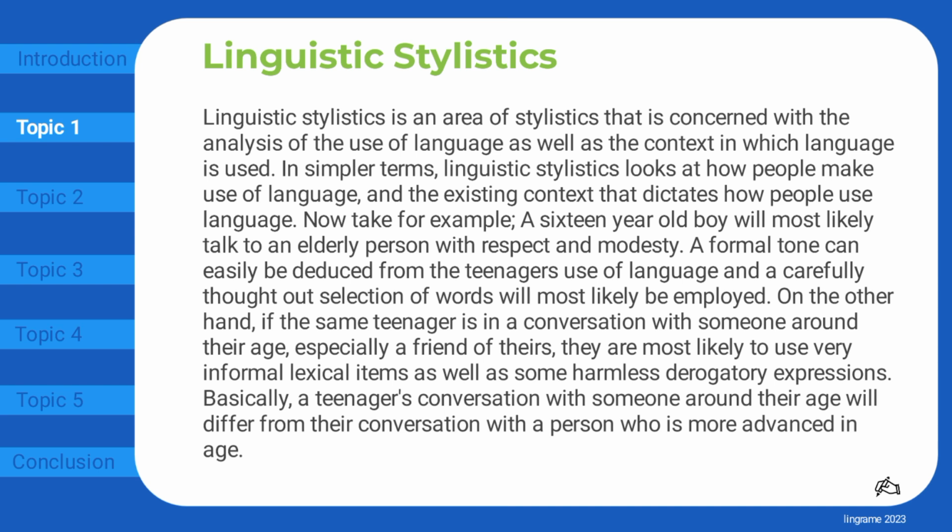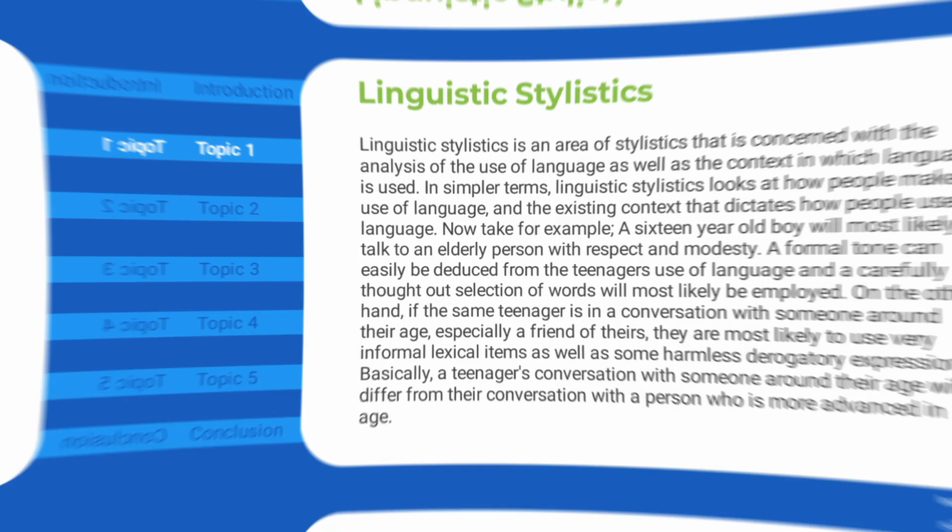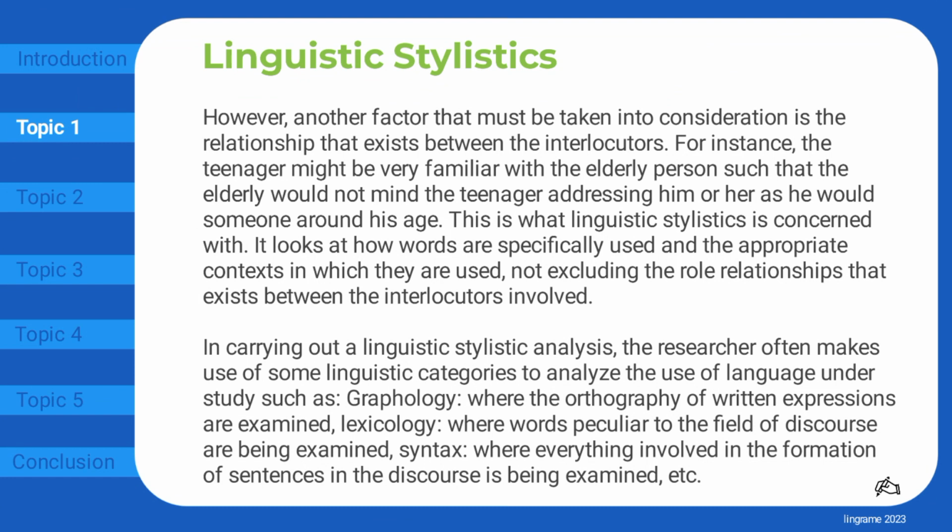On the other hand, if the same teenager is in a conversation with someone around their age, especially a friend of theirs, they are most likely to use very informal lexical items as well as some harmless derogatory expressions. Basically, a teenager's conversation with someone around their age will differ from their conversation with a person who is more advanced in age. However, another factor that must be taken into consideration is the relationship that exists between the interlocutors. For instance, the teenager might be very familiar with the elderly person such that the elderly person would not mind the teenager addressing him or her as he would someone around his age.